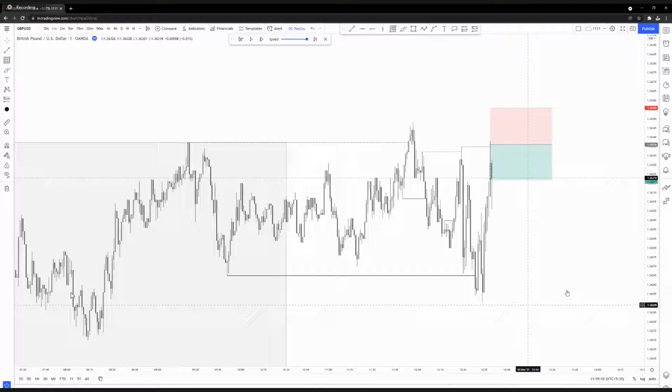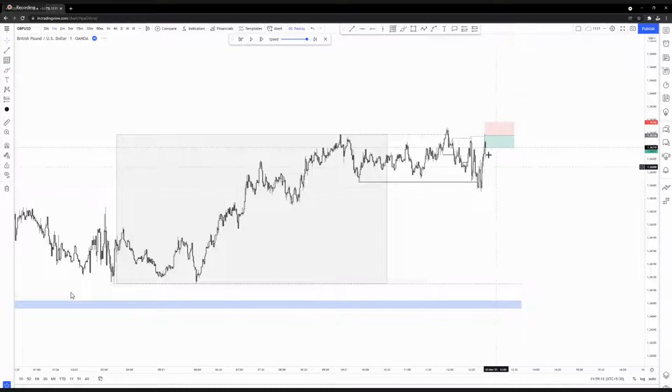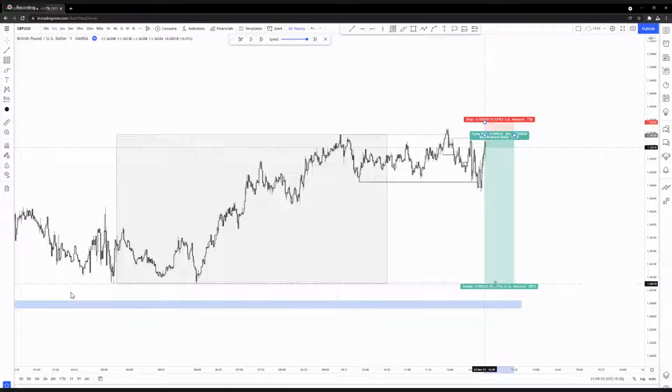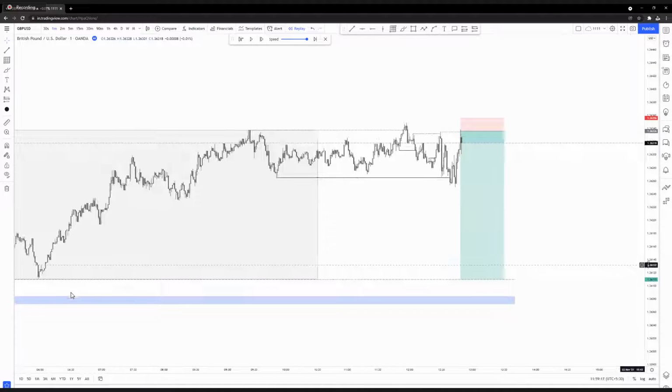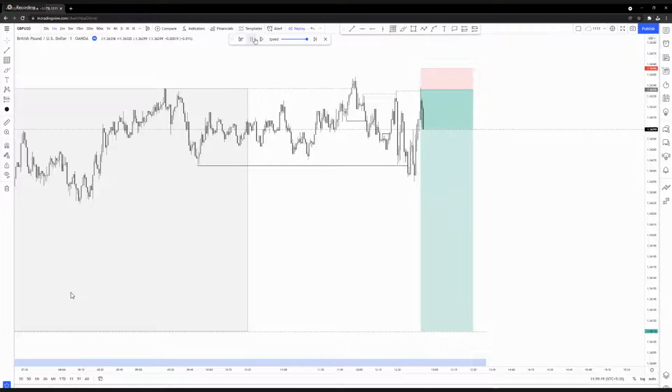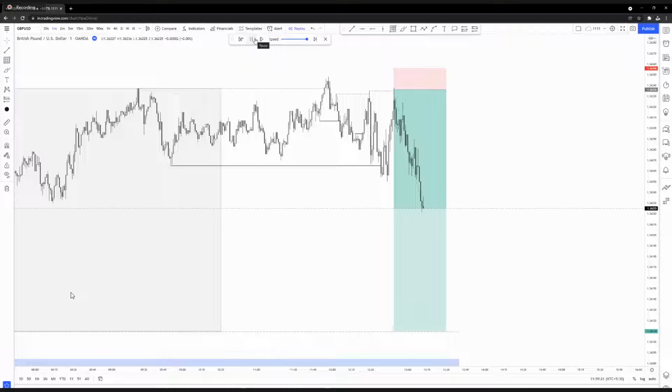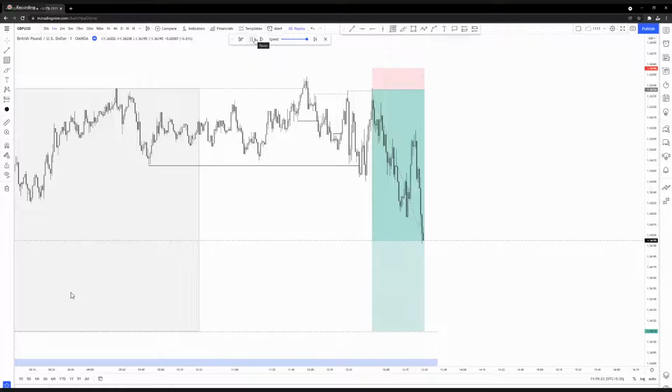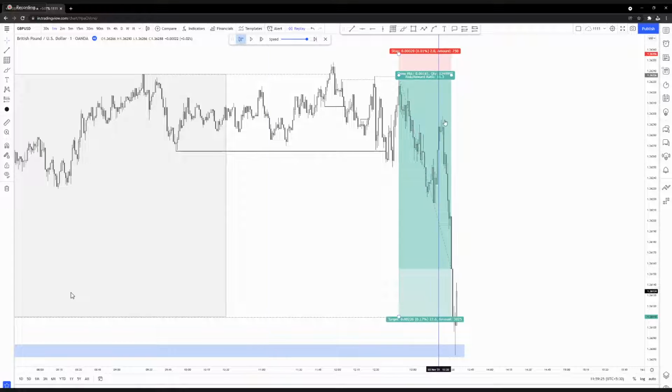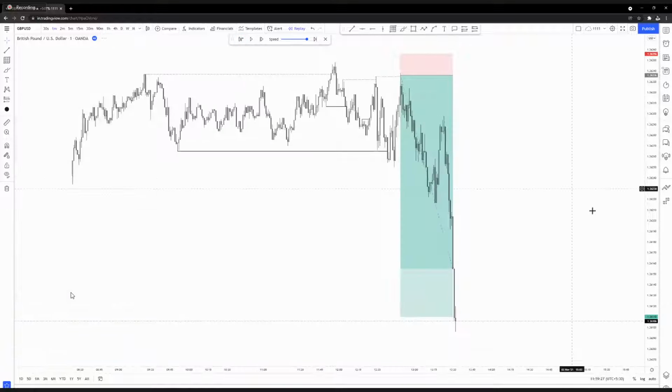London kill zone has opened, not the session yet. We're hedging it until here. What happened? Well, it's coming back down, it's falling. Look at the drop here.